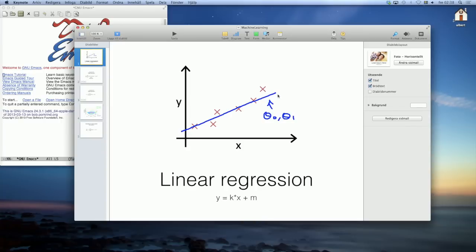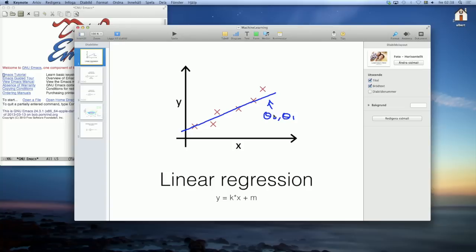So, okay, the simplest case, you create a straight line through the crosses and use the straight line to predict new values in the future. The line equation is y equals kx plus m. Maybe you have different letters, but this is the base equation. M is the intercept term. It's where the line crosses the y-axis. And k is the slope of the line.